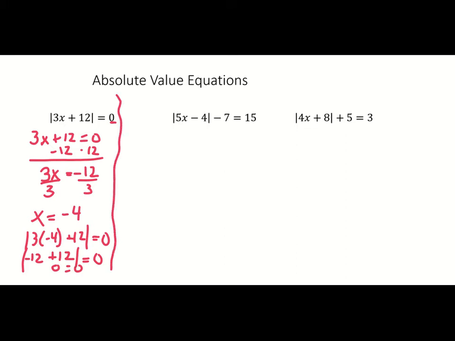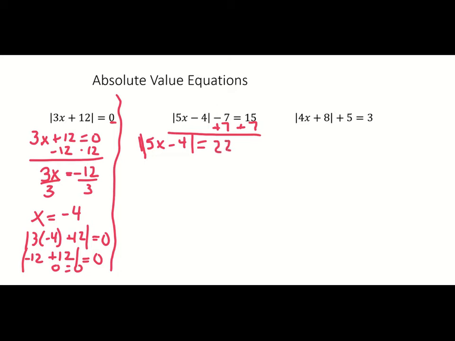The first thing we're going to do is, remember, one of our steps is to isolate our absolute value equation. So right now I have the absolute value of 5x minus 4 minus 7 equals 15. I have to isolate my absolute value. So before I split it, I am going to add 7 to both sides. And when I do that, I end up with the absolute value of 5x minus 4 equals, and if we add 15 plus 7, we get 22.